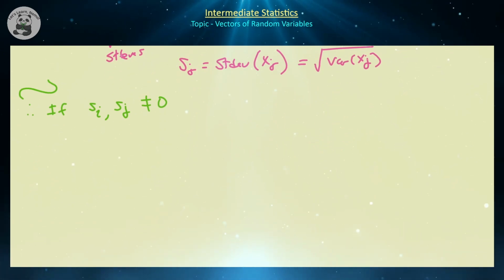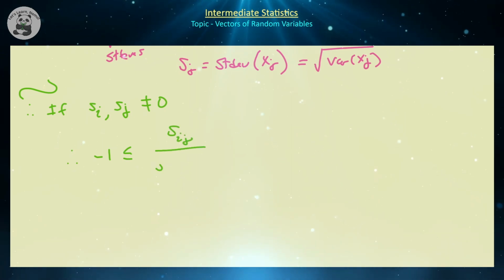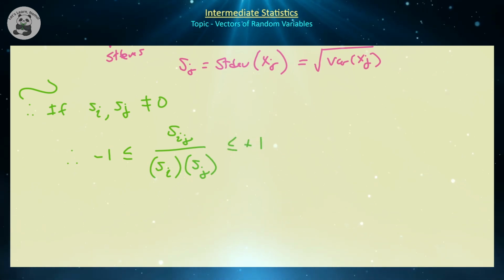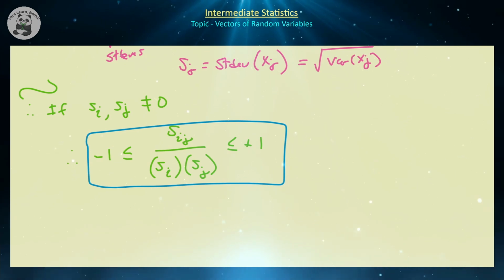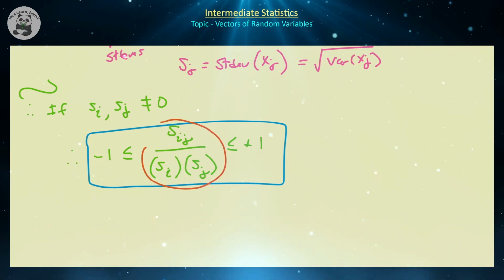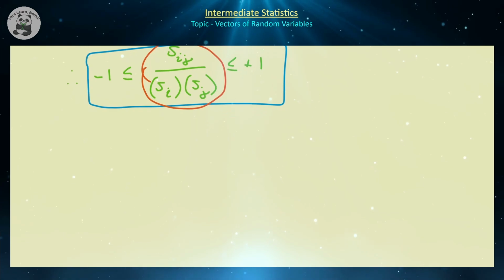So if this is the case, then I can divide both sides by si, sj in that last expression, and I'm going to have minus 1 is less than or equal to the covariance sij divided by the product of si and sj, and that's obviously going to be less than or equal to positive 1. Right? So if that is the case, what I'm going to do is define this interior term to be a new random variable, right? Because obviously sij, si, and sj are going to be parameters associated to some random variables Xi and Xj.